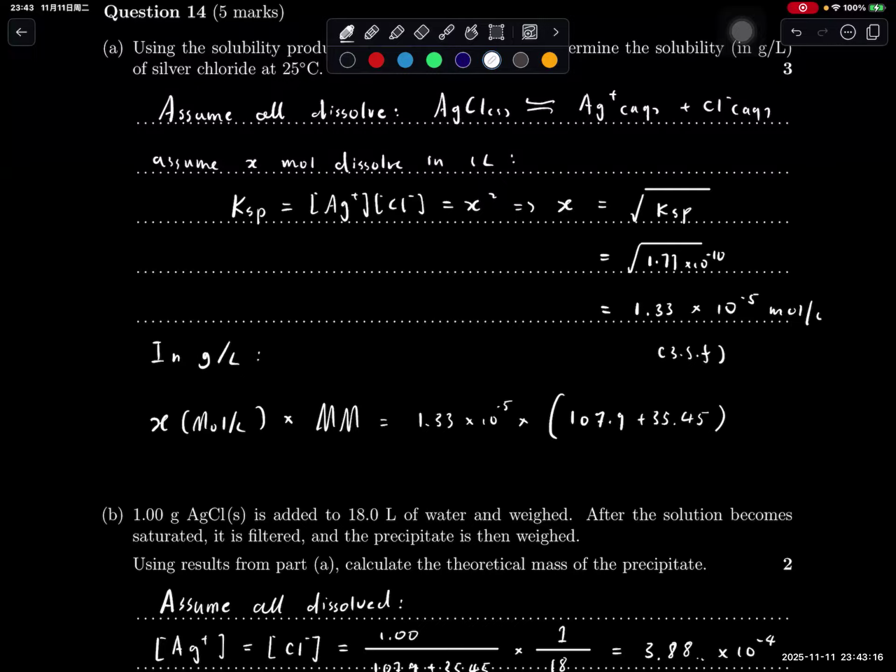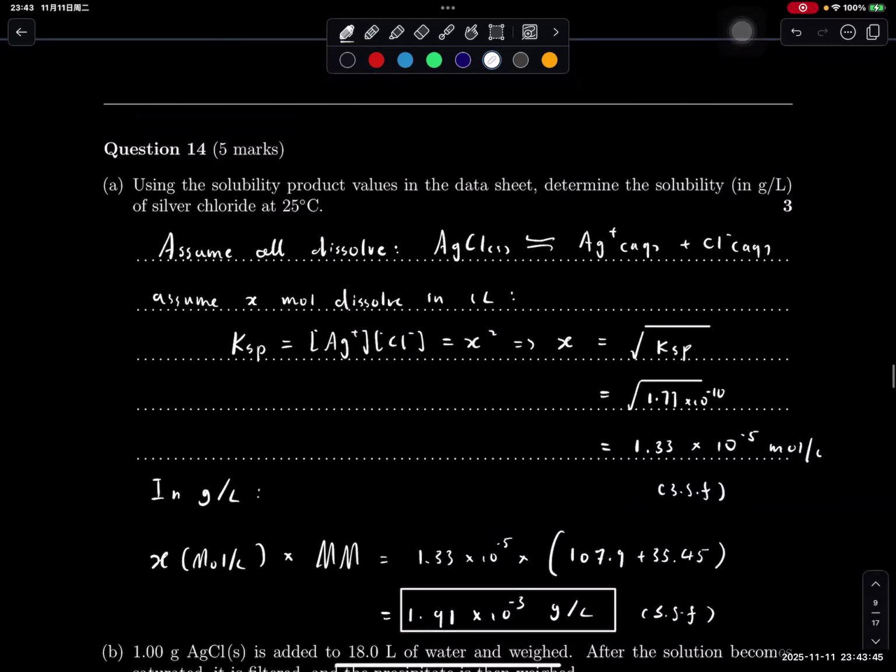It's not a big deal, just a unit conversion. I forgot to do that when I wrote the sample answer. So I end up getting 1.91, again 3 sig figs, times 10 to the power of negative 3 grams per liter. It's messy, so I'll box the final answer. So this again highlights how important it is to read the question carefully. Don't make stupid mistakes like this.